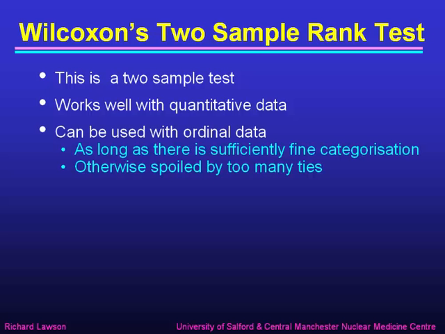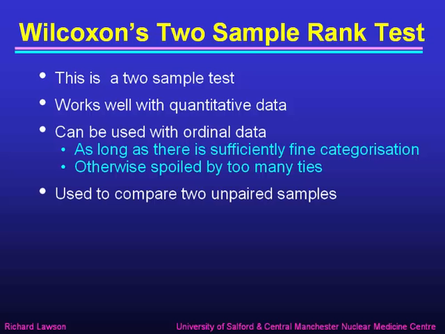It can be used for ordinal data as long as there's sufficiently fine categorization. If you've got only a small number of categories and a large number in each one, then you end up with too many ties, and that makes the test not very useful. It's used to compare two unpaired samples.